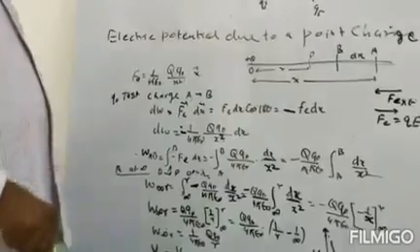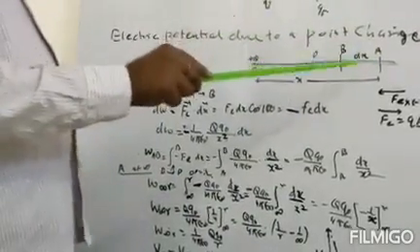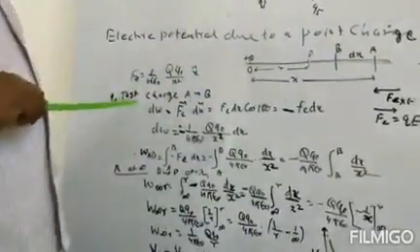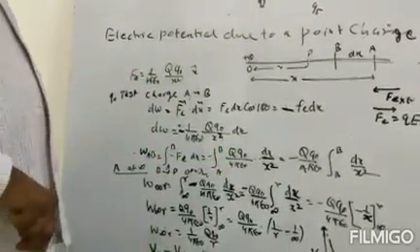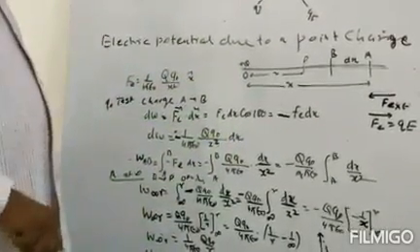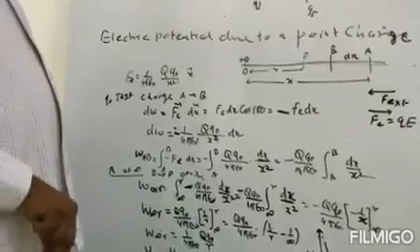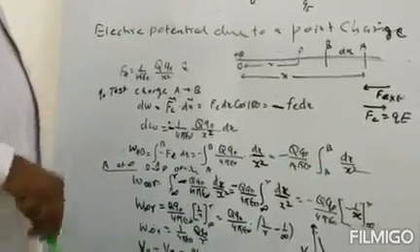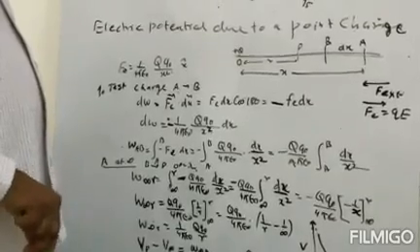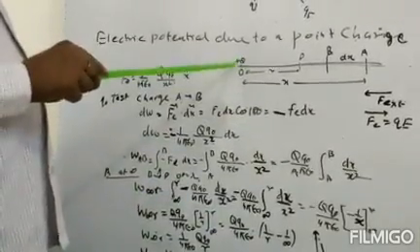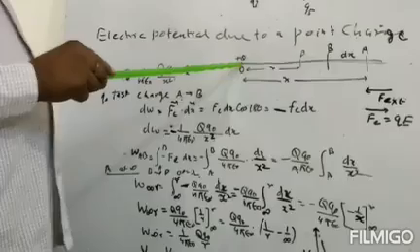Now we want to bring a test charge Q0. Q0 is a very small charge. Why have we taken a very small charge? We take a very small charge Q0 because it will not have its own electrical field that would influence the electrical field of charge Q.